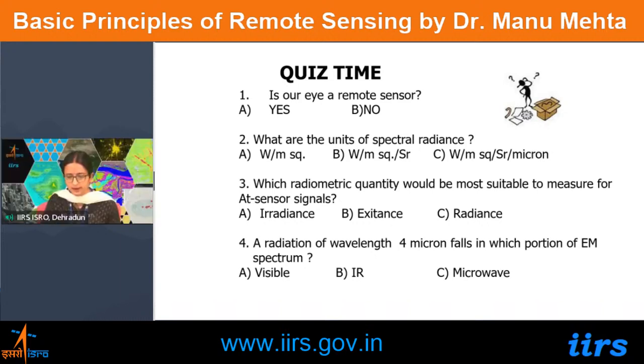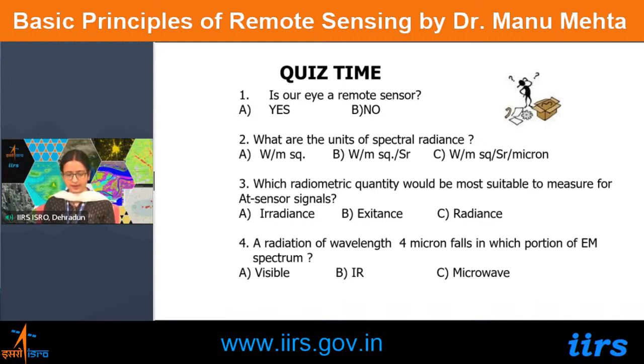So welcome back. Time to answer the questions that were raised. So is our eye a remote sensor? Yes, definitely. It's sensing the information without being in contact with the target.